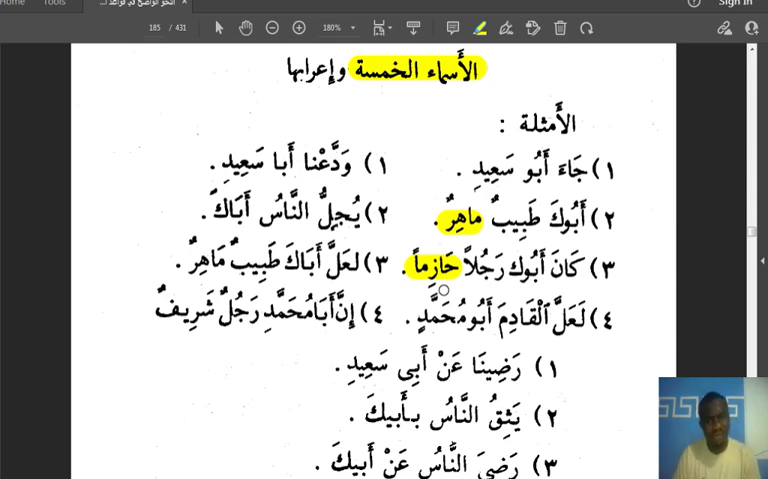فَإِذَا عَزَمْتَ فَتَوَكَّلْ عَلَى اللَّهِ. And when you've decided, trust in Allah. Hazama comes with just that meaning, to be decisive, to be determined. كَانَ أَبُوكَ رَجُلًا هَازِمًا. Your father was a determined man, a decisive man. He wasn't too soft. He doesn't compromise easily.